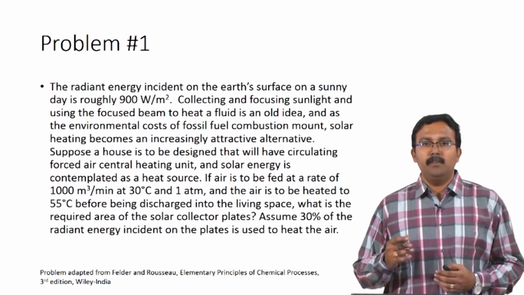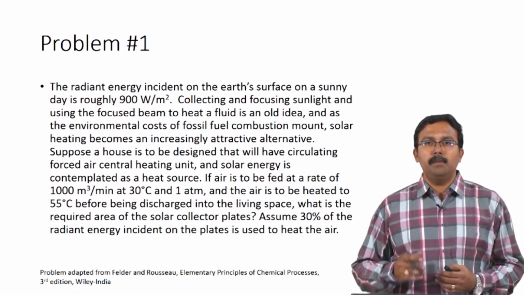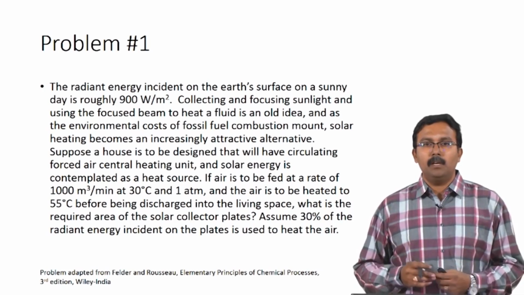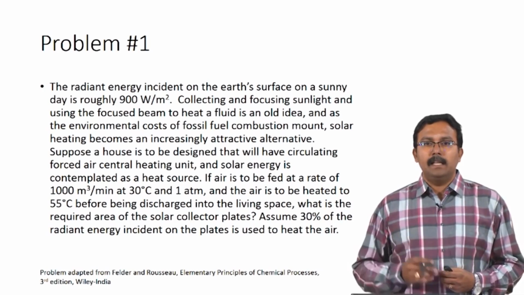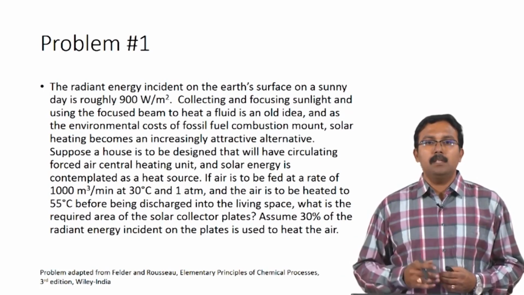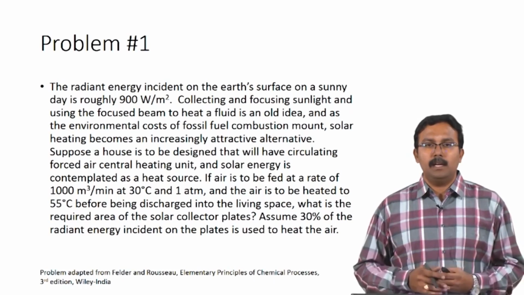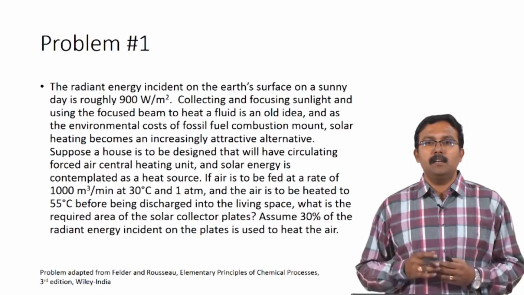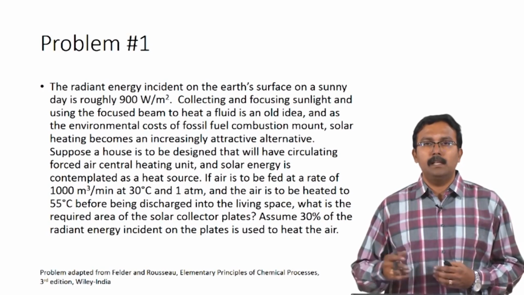If air is to be fed at a rate of 1000 meter cube per minute at 30 degrees Celsius and 1 atmosphere, and the air is to be heated to 55 degrees Celsius before being discharged into the living space, what is the required area of the solar collector panels? Assume 30% of the radiant energy incident on the plates is used to heat the air.